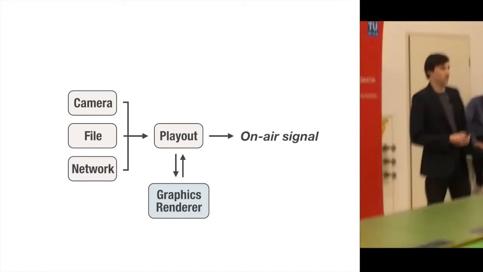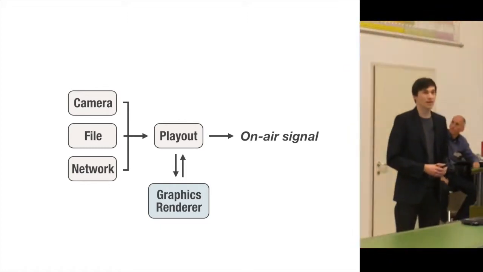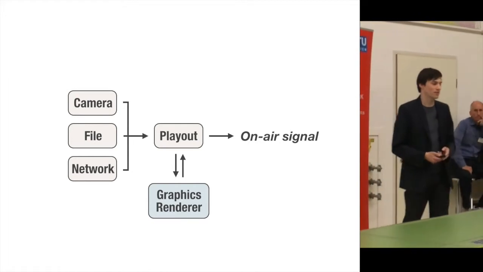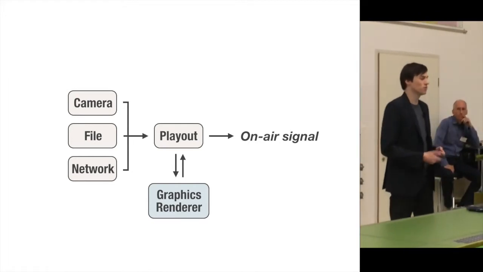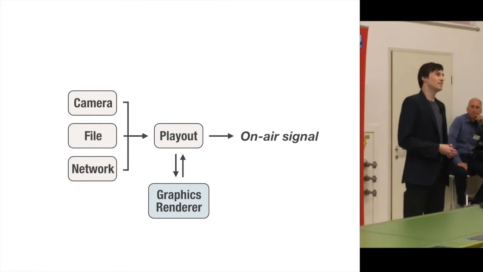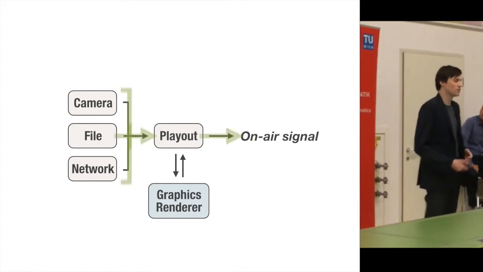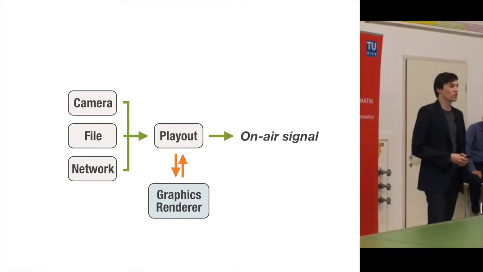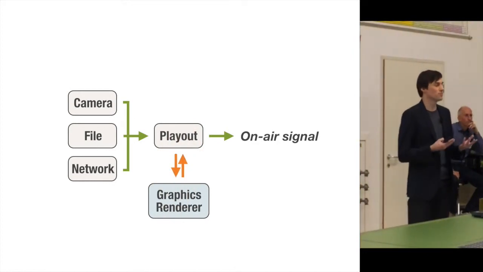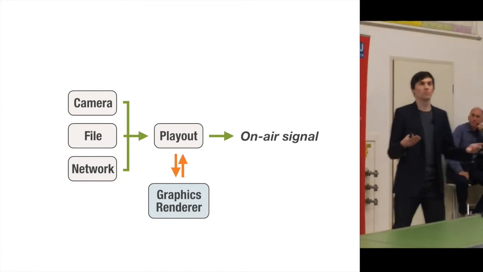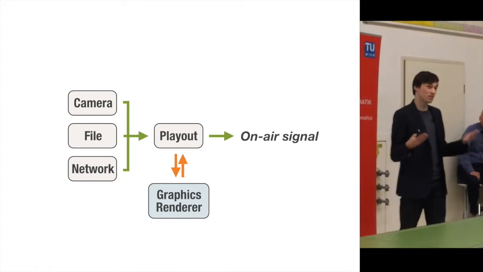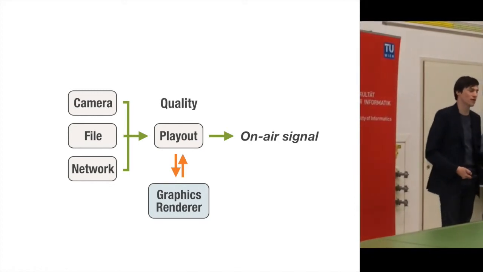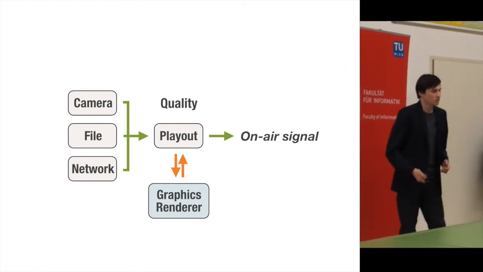Graphics are rendered by the graphics renderer, which is part of the playout component. Now there are two major challenges in broadcasting for this particular component. The first one is that the input video format very often does not match the video format in which we're going to render. So the images of the video stream need to be converted back and forth between those two formats. This is difficult if you want to keep the quality high, which is a necessity in professional broadcasting. So this is the first one.